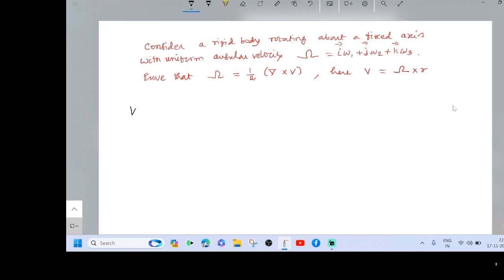Now we have to write the value v equal to omega cross r, which is equal to the determinant of i, j, k, then the coefficients of omega: omega 1, omega 2, omega 3, then r, the position vector, is i into x plus j into y plus k into z. This is the value of v.